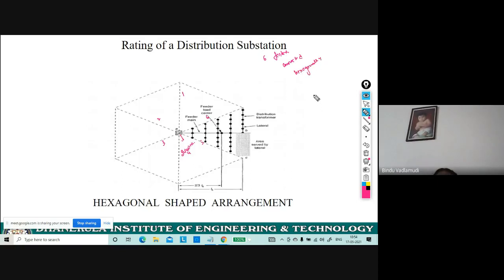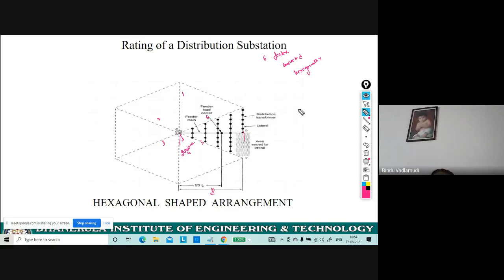So let us assume the length of the feeder as L6. This L6 indicates the length of the feeder. The suffix 6 indicates that it is a hexagonal arrangement and in total we have 6 feeders. So the length of each feeder is represented as L6. Did you understand the point?